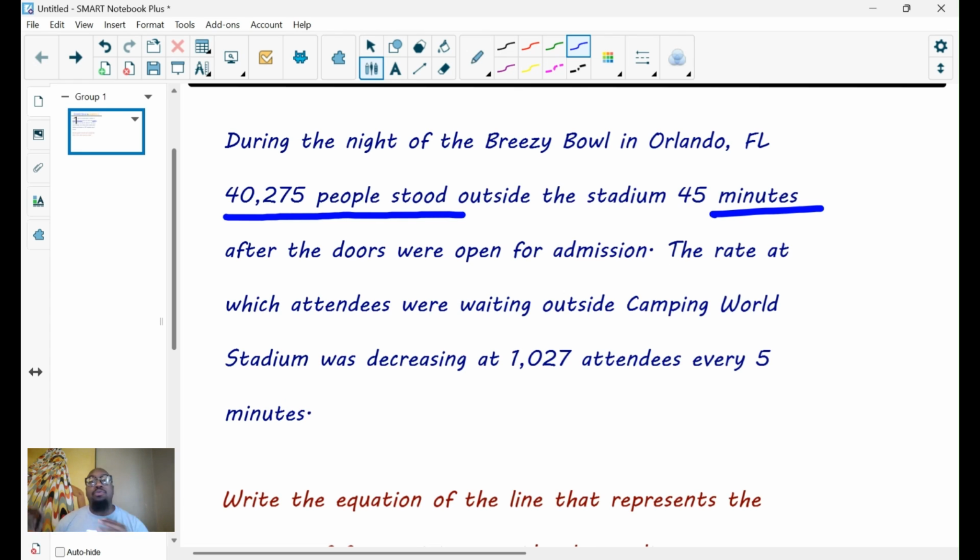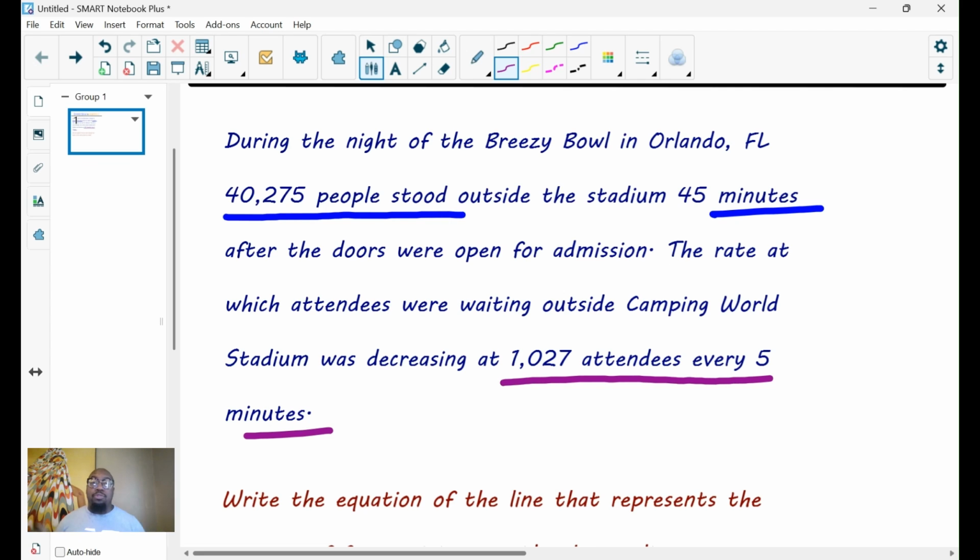And mostly when we use that one, we are either given a rate and also given an initial starting point. Okay. So when we look at the situation here, we are given a rate, right? Where the rate is a decrease of 1,027 attendees every 5 minutes, right? But we're not given an actual starting point, right? Like we are given that there are 40,275 people who stood outside the stadium, but this was 45 minutes after the doors had already opened. So we're not going to use the slope intercept form here.